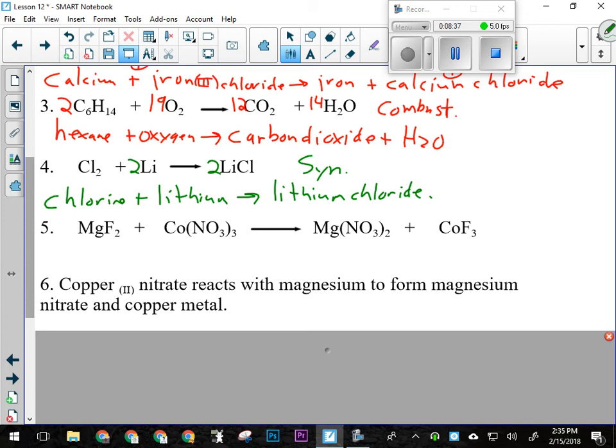Okay, how many people are done number 5? All right, I'll give you a couple more minutes on 5 then. So with number 5, I've got magnesium fluoride, which is an ionic compound. And it's reacting with cobalt nitride, but this is a multivalent metal. It has more than one possible charge. In this case, it's cobalt-3 nitride.